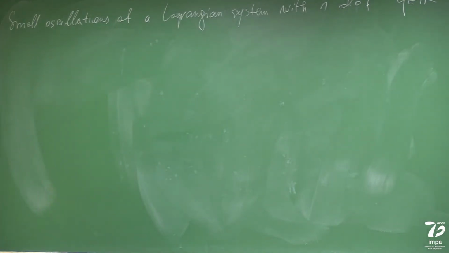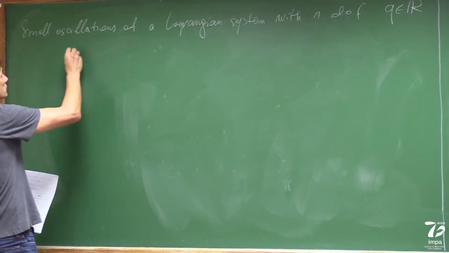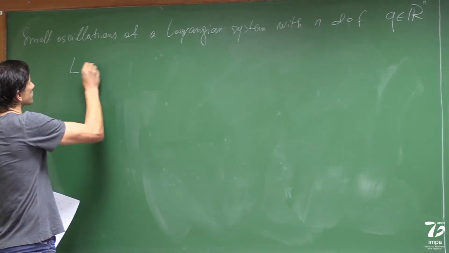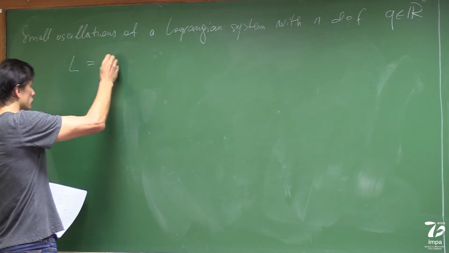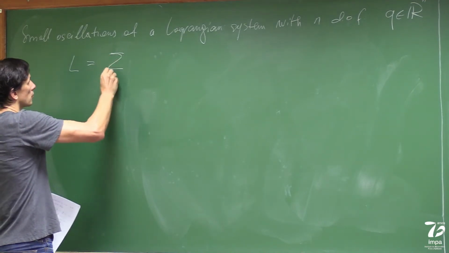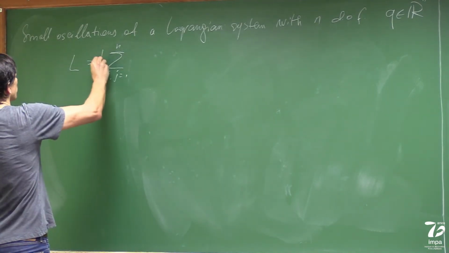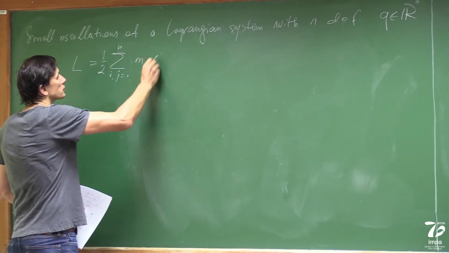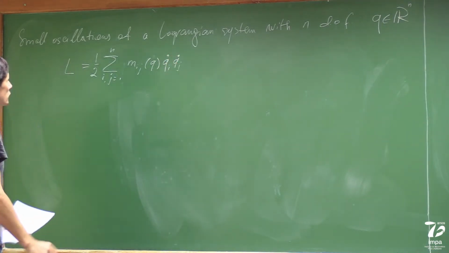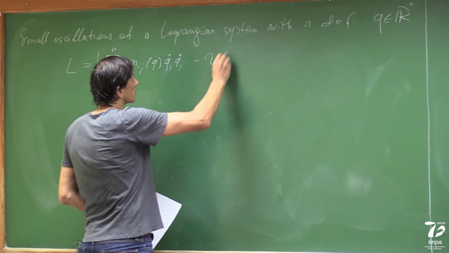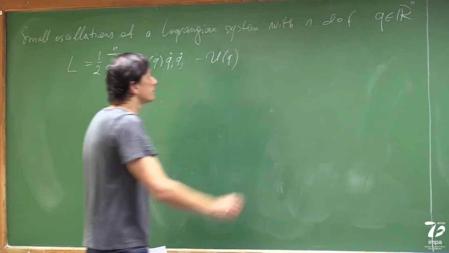So the generalized vector has n components, and the system is given by the Lagrangian, which is the sum of 1/2 of mass coefficients times velocities, so the quadratic form with respect to velocities, minus potential energy. So this system is conservative, so it conserves energy.